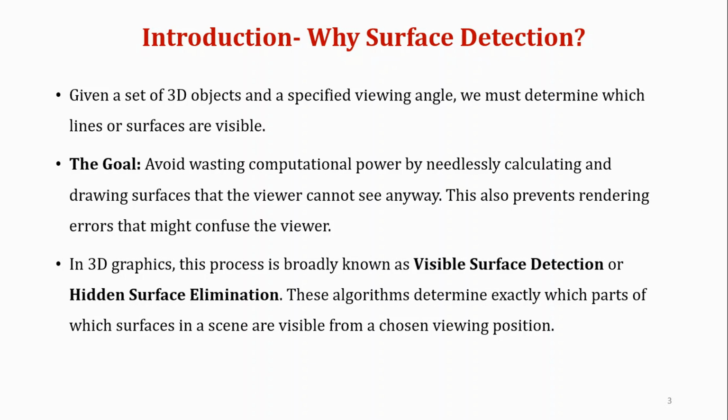If a computer renders every surface, including those that cannot be seen, it wastes processing power and memory resources. Therefore, we need a mechanism to determine which surface is visible and which is hidden. This process is known as visible surface detection or hidden surface elimination. The primary objective is to render only the portions or objects that are visible to the viewer, improving both efficiency and visual correctness.